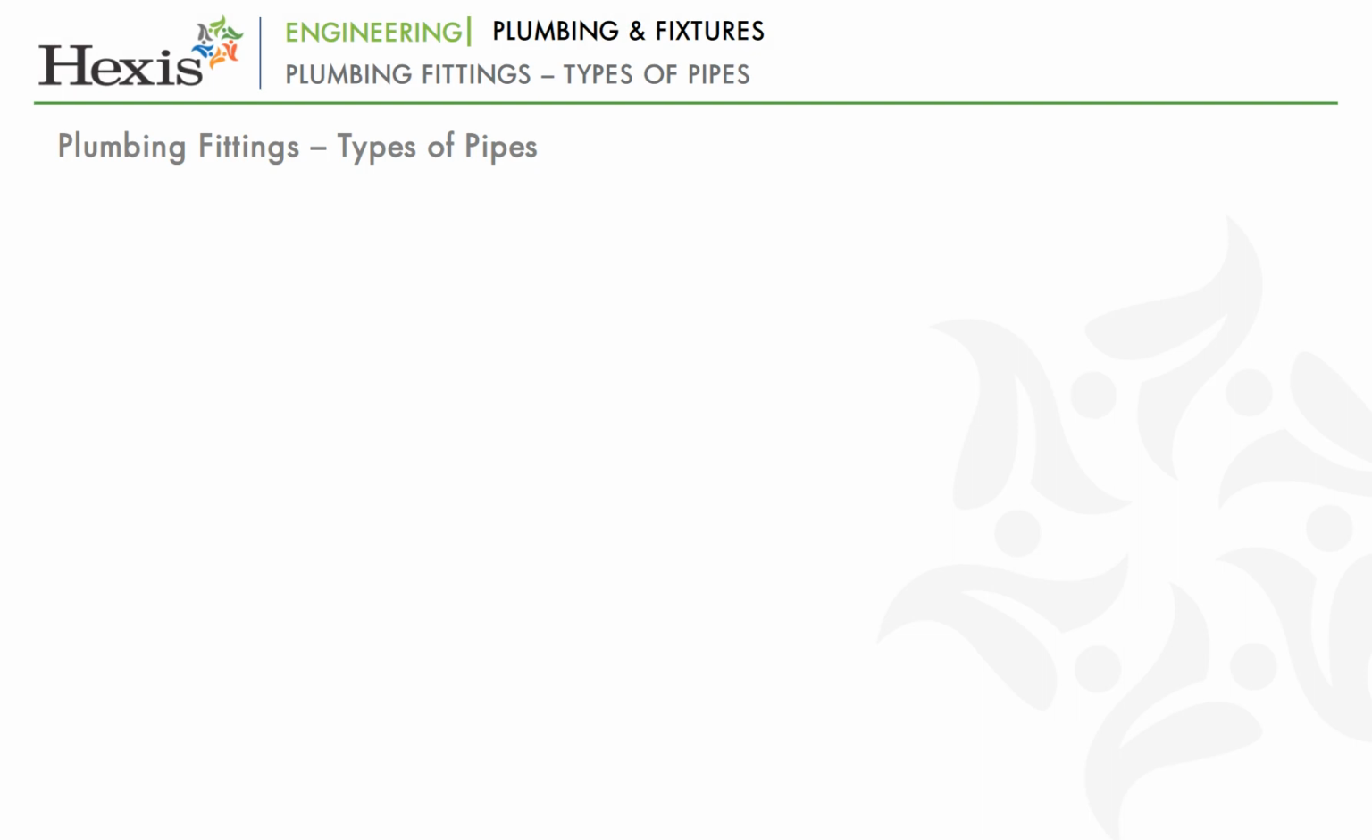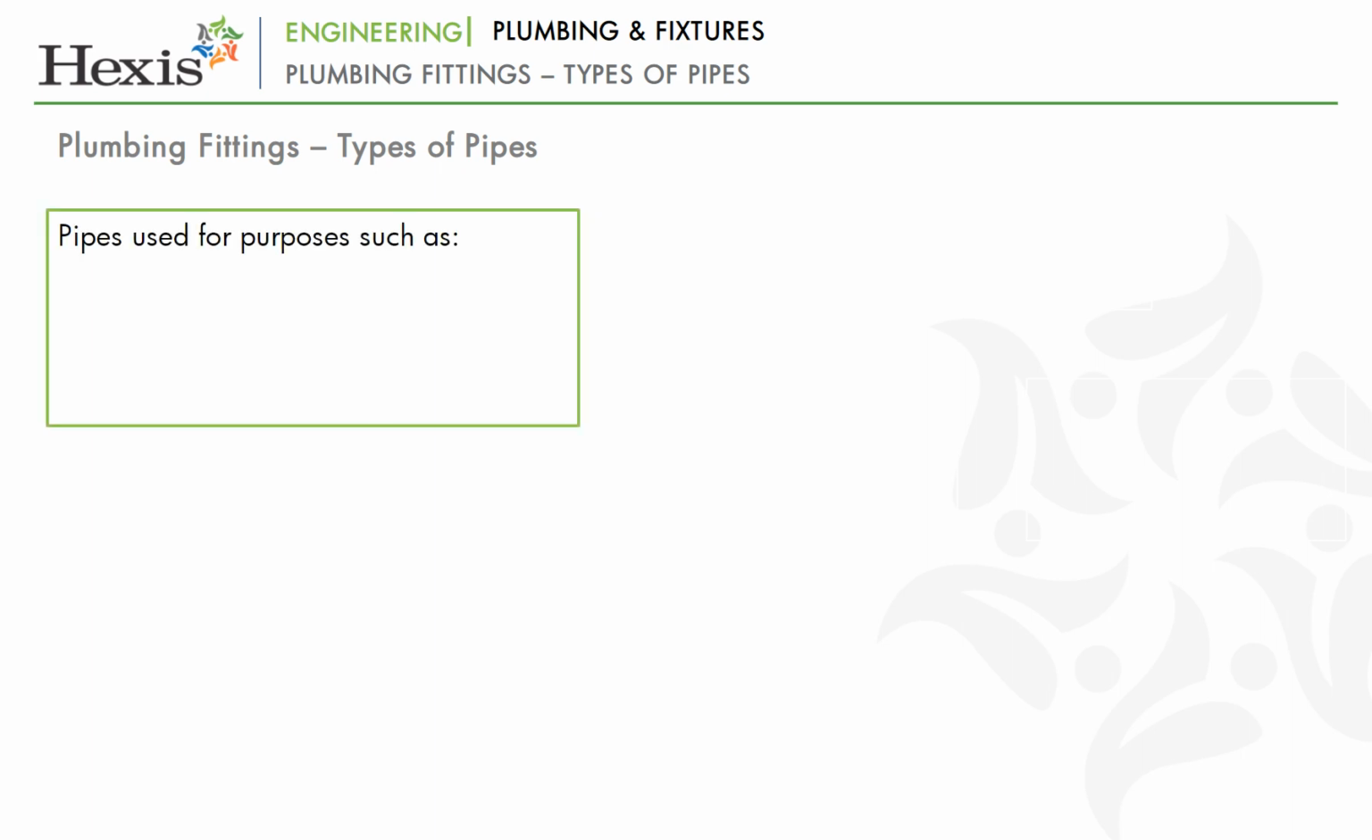We learned about the water supply and drainage system in detail and their components. Now, let's take a look at the different types of fittings or pipes that are used in these systems, including their characteristics and properties of the different materials used.